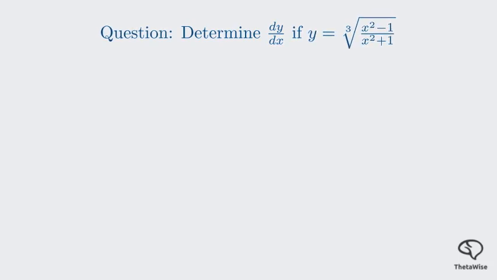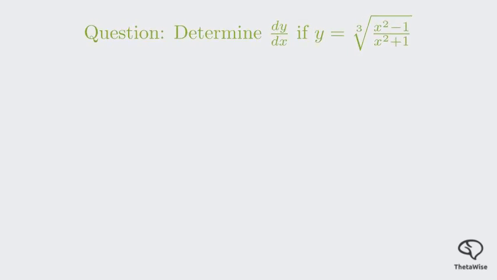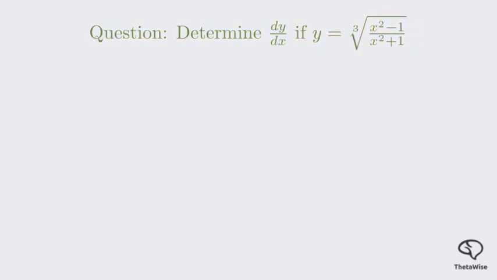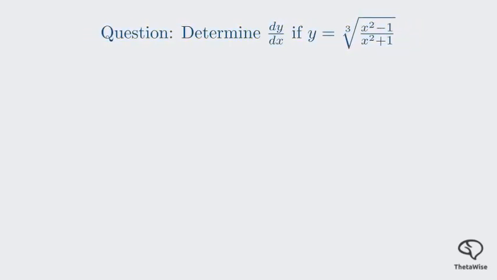Notice how complex this function is. It's a quotient and a cube root. Differentiating it directly using the quotient rule and chain rule would be very messy. But with logarithms, we can simplify it beautifully.